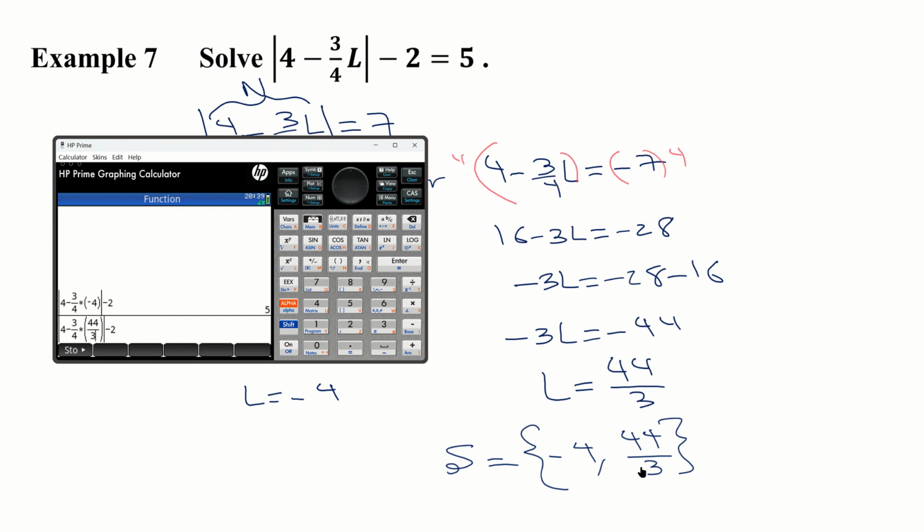44/3. Okay? Now, once I hit enter, I better see 5 again, right? And we do. So there's at least a quick check on a calculator, if nothing else. All right? Let's go ahead and take a look at a few special cases.